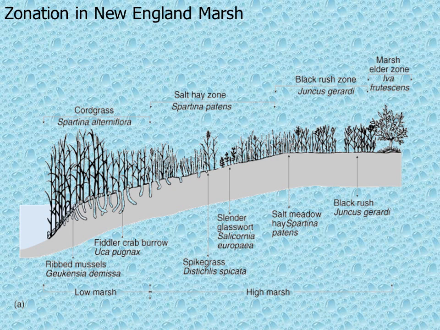So you have this very characteristic zonation pattern of a New England marsh. From Spartina alterniflora to Spartina patens to Juncus gerardi to the Iva frutescens, and then if you just look at the bottom, you see a repeat of that, except for the Geukensia and the fiddler crab burrows. Now there's many other species that might be present in here, but this is just the species that make up that very striking zonation pattern.